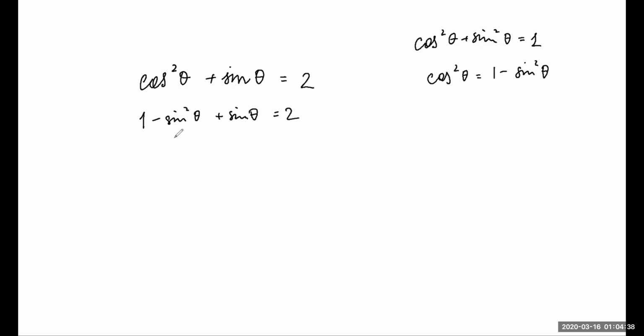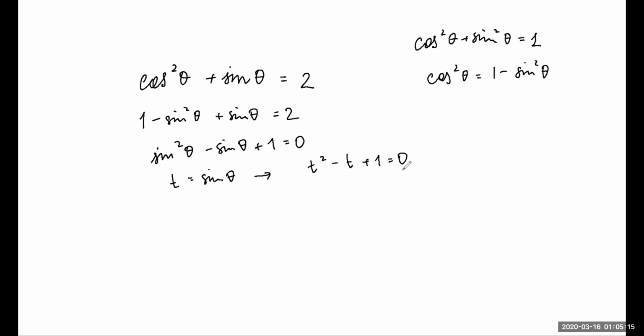Now what I'm going to do, I don't want to have a minus in front of the square, so I'm going to move everything to my right side. And I'm going to have sine square of theta minus sine of theta. This one comes with minus. And there's going to be 2 minus 1, which is going to be just plus 1. Well, again, you already know what to do. Do substitution, t equals sine of theta, which is going to turn my equation into t squared minus t plus 1 equals 0.